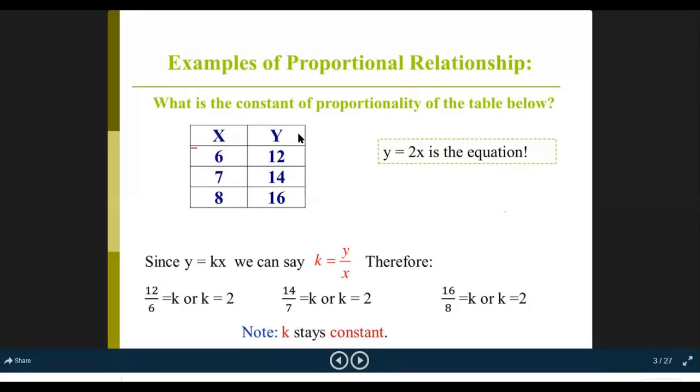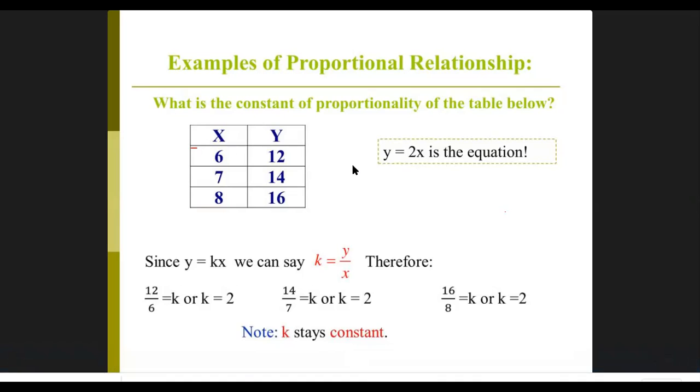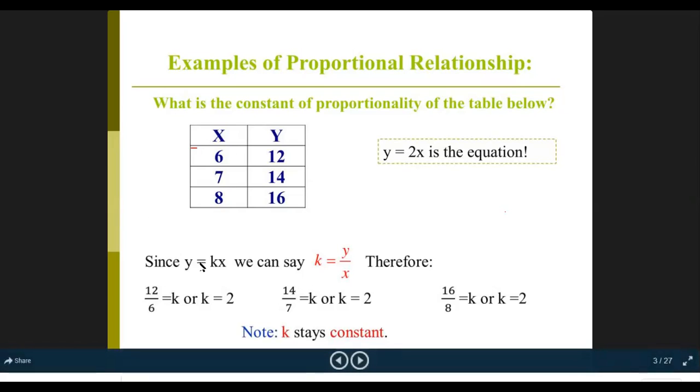Okay, look at y: 12, 14, 16. It increases, right? Then we can note that the values of both variables are increasing: 6, 7, 8 and 12, 14, 16. So this represents a direct variation. We have to look for the constant to decide whether this is a proportional relationship or not. First, y equals kx.